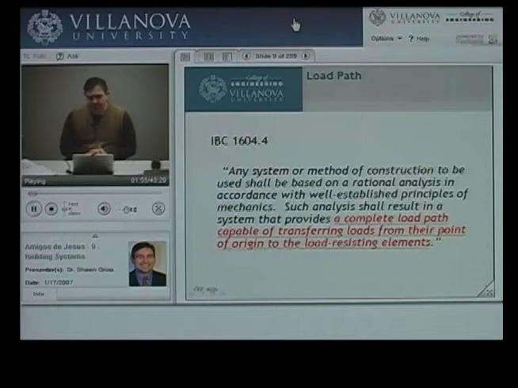Any system or method of construction to be used shall be based on a rational analysis in accordance with well-established principles of mechanics. Such analysis shall result in a system, and here's the critical part, that provides, quote, a complete load path capable of transferring loads from their point of origin to the load-resisting elements.